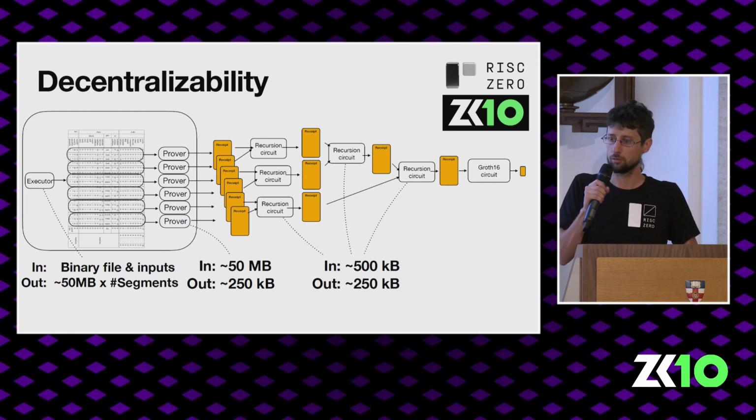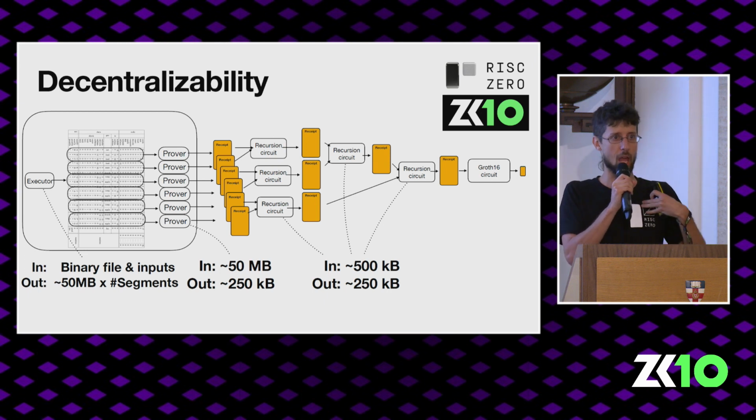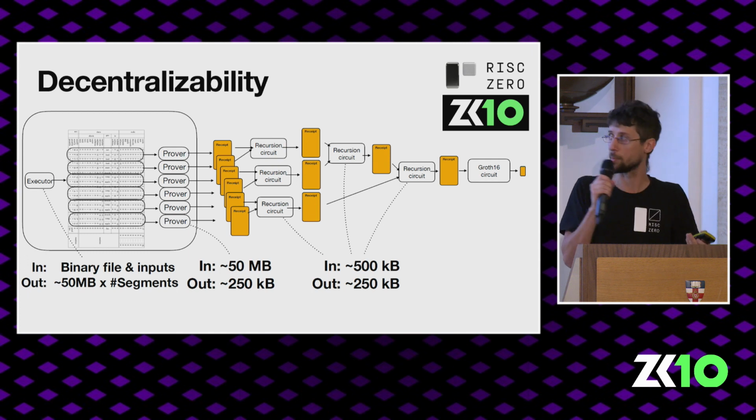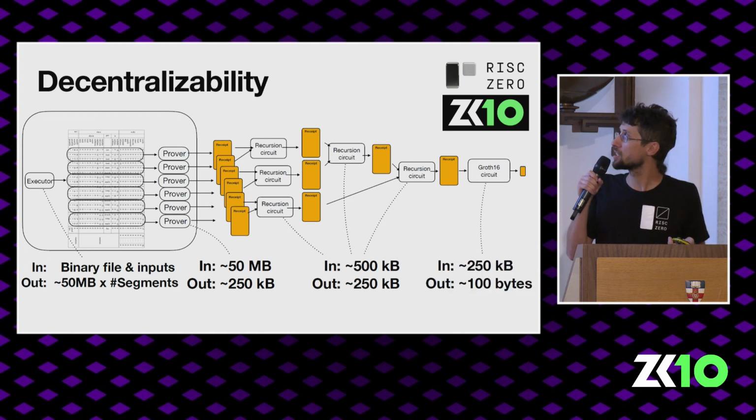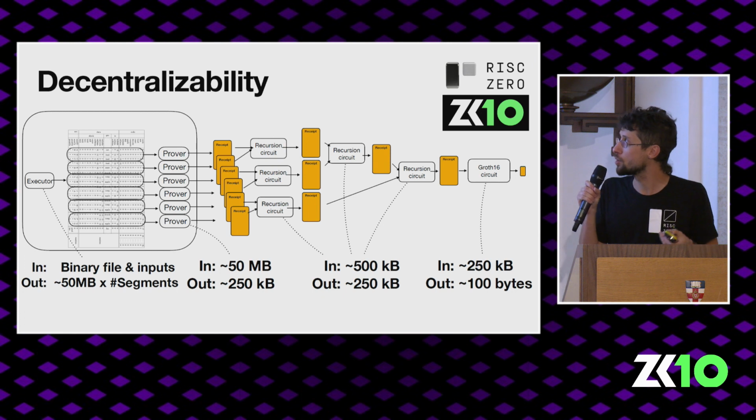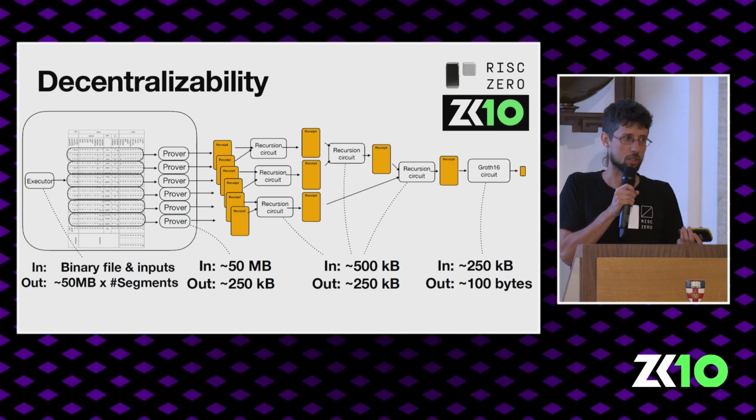For the recursion, if I'm trying to combine 2 proofs into one, the person doing the combining needs to receive 2 SNARK proofs, and we'll send back 1 SNARK proof. So they'll receive half a megabyte and send back 1/4 megabyte. And then finally, this Groth16 circuit will need to receive 250 kilobytes, and we'll send back just 100 bytes.